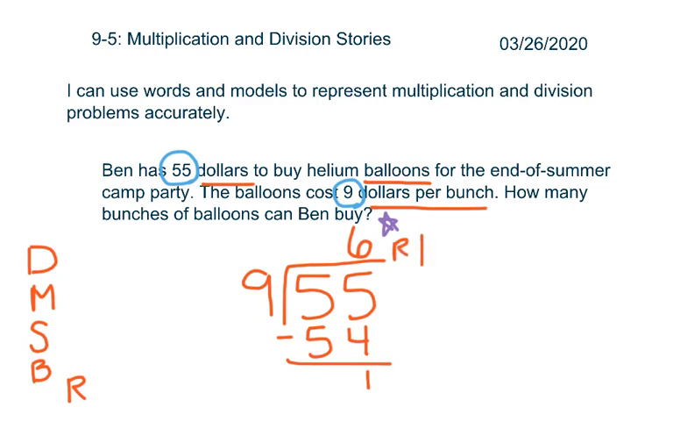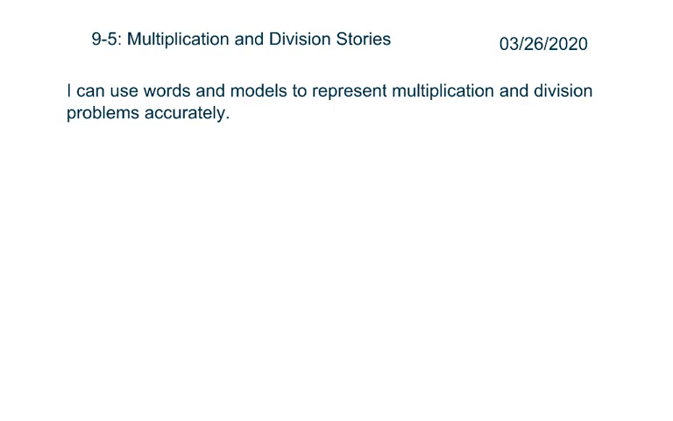So let's interpret the answer. This is saying that Ben, if he has $55 and it costs $9 per bunch of balloons, he can buy 6 bunches. He can't do anything with the remainder unless the problem said that he could purchase part of a bunch or a single balloon. So in this particular problem, I am dividing. I'm using my long division algorithm, and I found that he could buy 6 bunches of balloons.